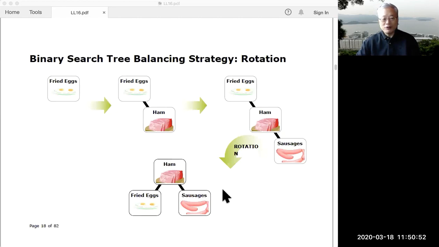So any question about rotation? No, right? So you understand what we mean by rotation. So when we construct an AVL tree and we want the tree to be balanced, when do we need to do rotation?